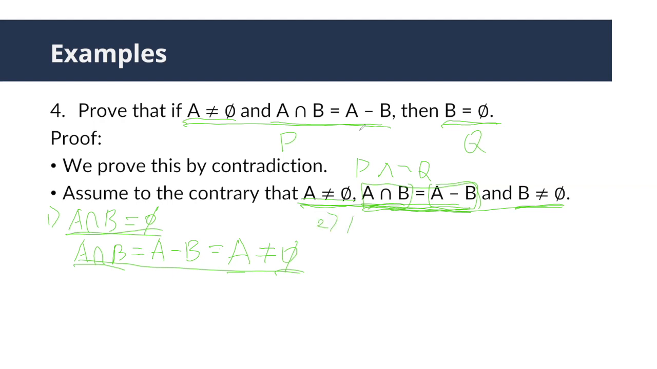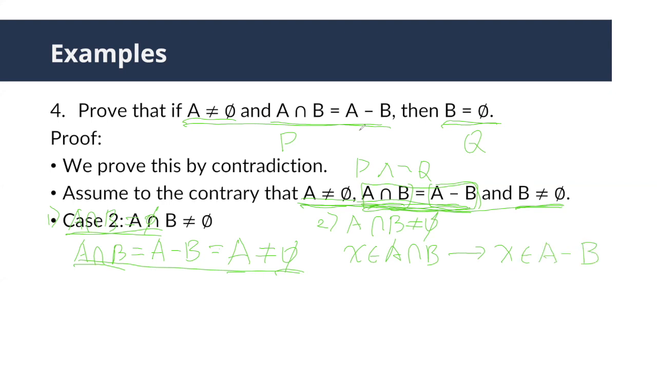Second case, A intersect B is not empty. And since it's not empty, we can definitely find one element X in A intersect B. And since X is in A intersect B, and according to the second assumption, X is also in A set minus B. Now, by definition, since X is in A set minus B, X must not be a member of B. But where's the contradiction?